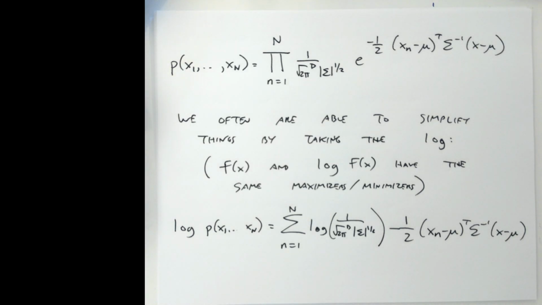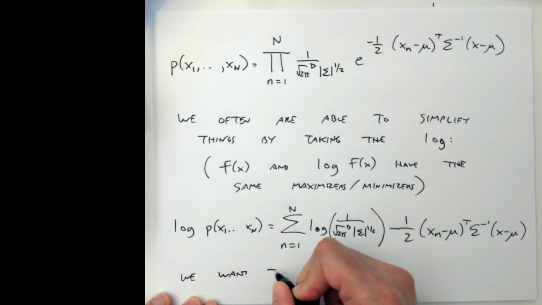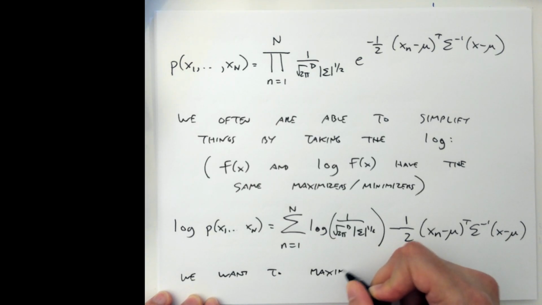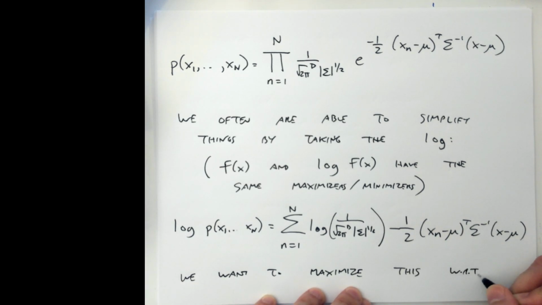Okay. And so now suppose I want to find the maximum likelihood estimate of the mean, mu by itself. We also want to find sigma, but let's forget about sigma for a second and just try to find the MLE of mu. So we want to maximize this with respect to mu and sigma. So how do we maximize? We take the derivative, we set it equal to 0.